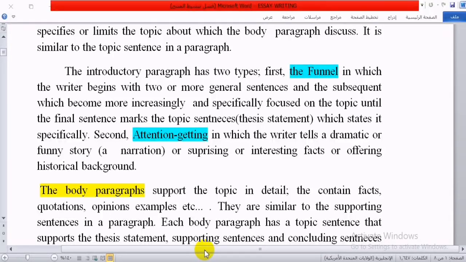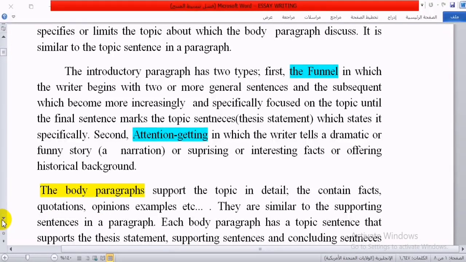While the second one is attention getting, in which the writer tells us a dramatic or funny story, a narration, or surprising or interesting facts, or offers historical background. So these are the main types of the introductory paragraph.